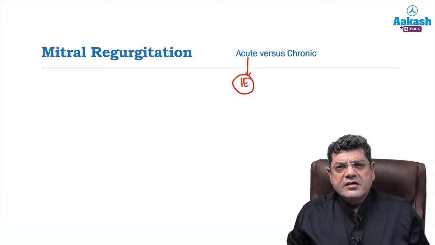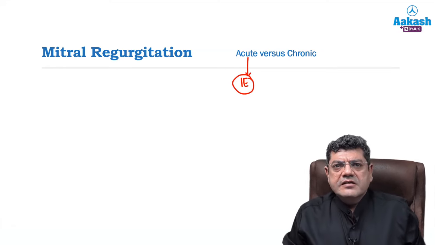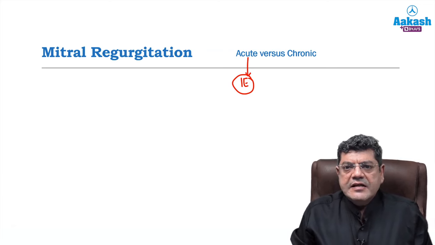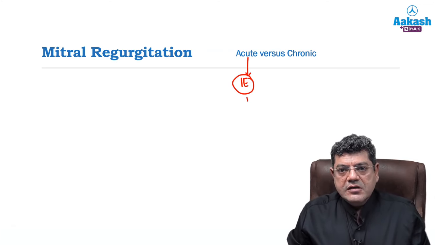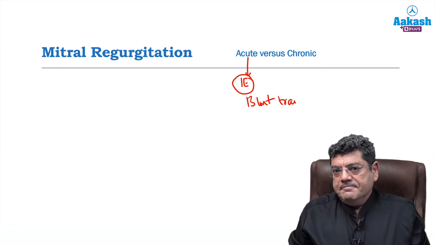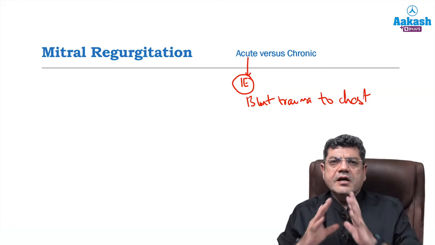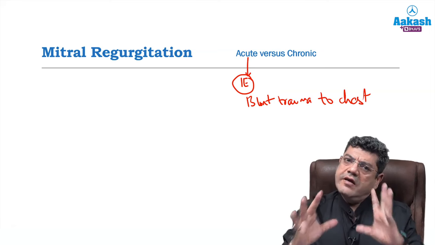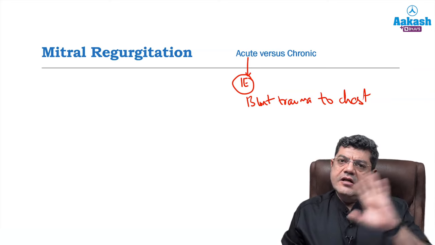The vegetations can destroy the valve leaflets, right, or perforate the leaflets. It can also occur in blunt trauma to the chest. Okay, it's a medical and surgical emergency if there ever was one, right? The patient can die within minutes.